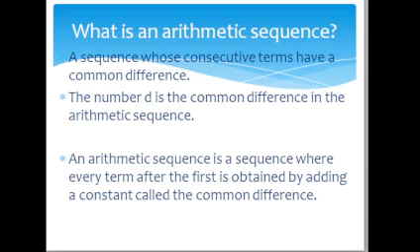Now, what is an arithmetic sequence? A sequence whose consecutive terms have a common difference. The number d is the common difference in the arithmetic sequence. An arithmetic sequence is a sequence where every term after the first is obtained by adding a constant called the common difference.